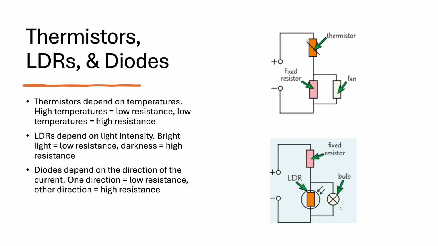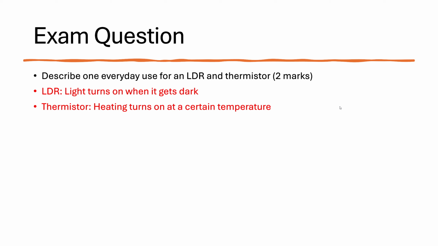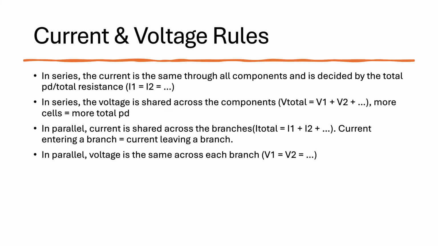So that's basically how that works. The best way of thinking about it is to really look and think about what is happening with the resistance. If you find out what's happening in the resistance, you then find out what's happening with the component. This is the sort of easy exam question: describe one everyday use for an LDR and a thermistor. LDR: lights can turn on when it gets dark. Thermistor: heating turns on at a certain temperature, or a fan, or a fridge, or anything like that, basically.